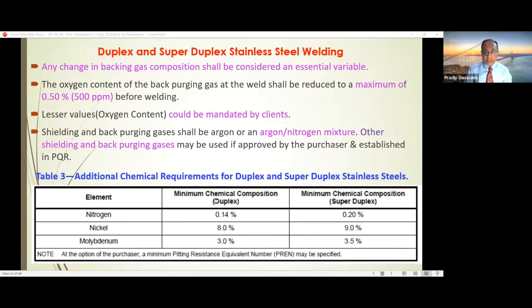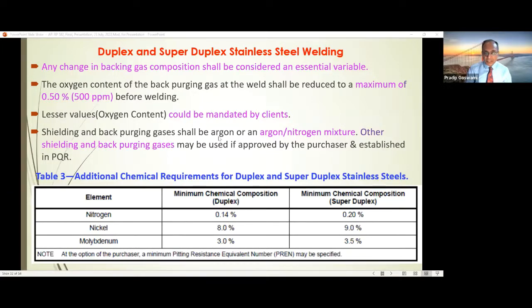And you can see here that there are a few other restrictions. Any change in the backing gas composition shall be considered as an essential variable. Now, you know very well that backing gas is just for the purpose of protecting the root from oxidation, which is not an essential variable in carbon low alloy steel as well as in austenitic stainless steel. But for duplex stainless steel, this is an essential variable. And so is the shielding gas also. The oxygen content of the backing gas or the purging gas definitely has a very strict requirement. And you know very well that in many cases, clients may ask for a much lesser value than what is specified in this RP.